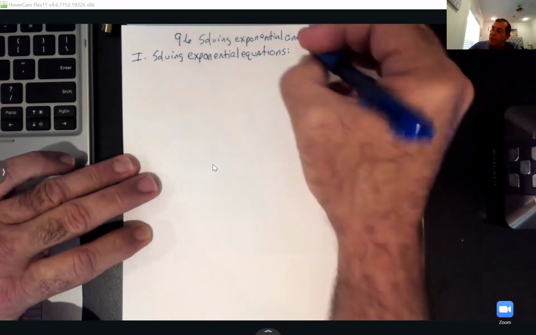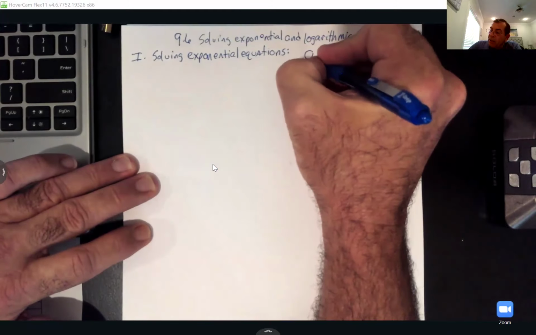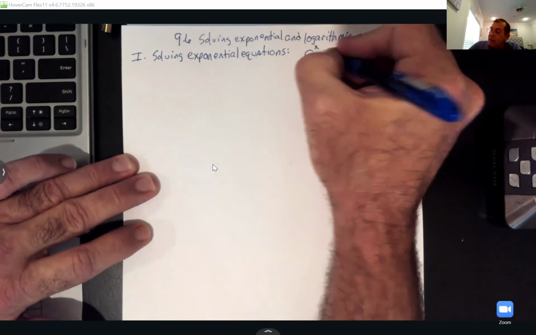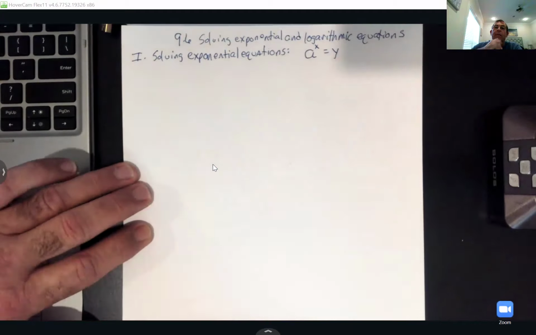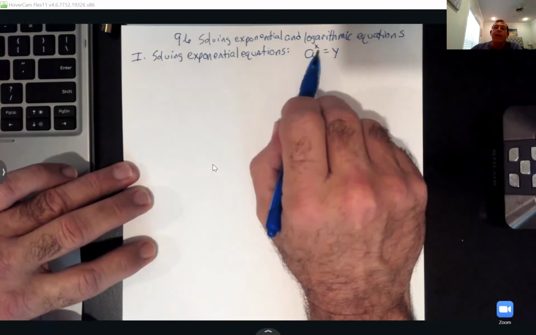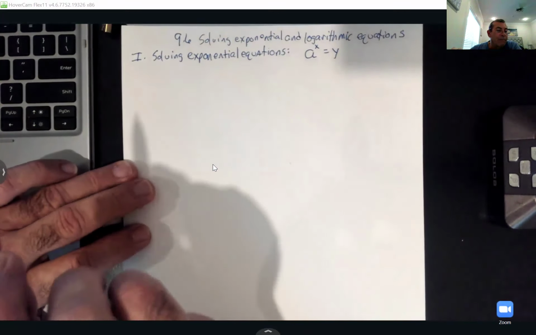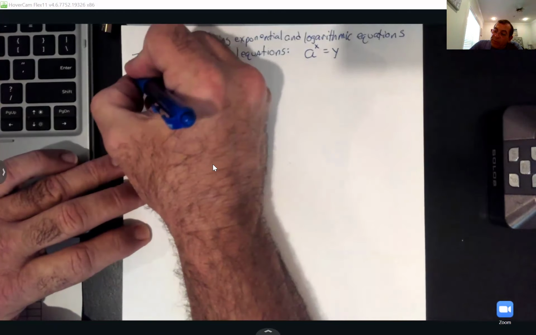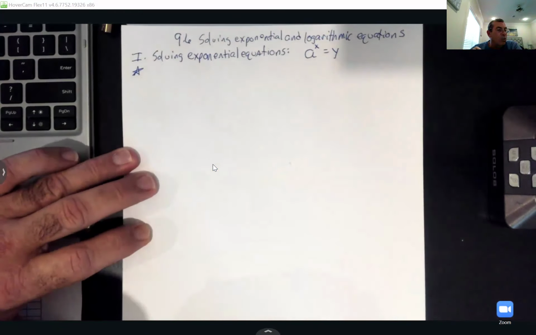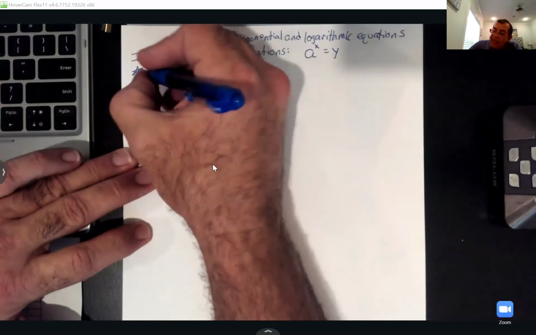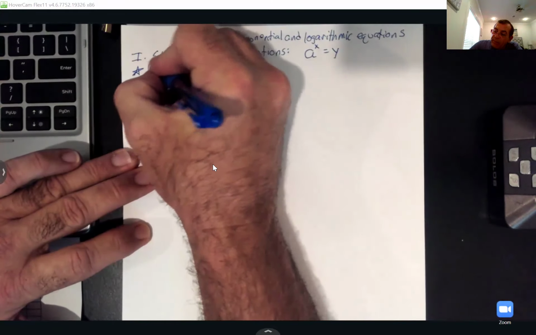All right, y'all. So exponential equations look like this: a to the x equals y. So the variable is up there in that exponent, okay? What helps us in this section is what we call the base exponent property.